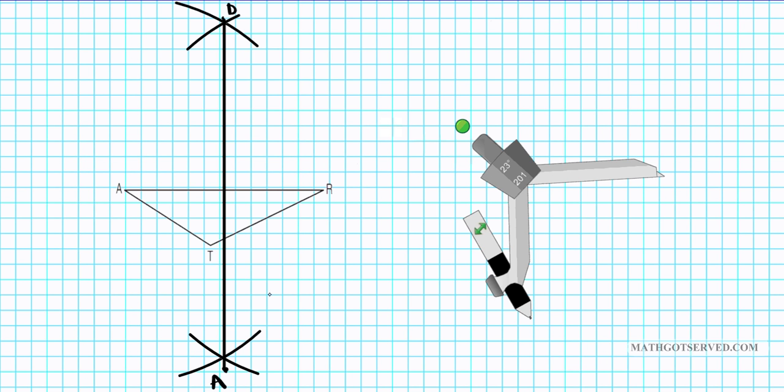Okay, so since this is a perpendicular bisector, what does that mean? It means that at the point of intersection, it bisects AR into two congruent halves. So this side is congruent to this side, and this angle is what? 90 degrees.